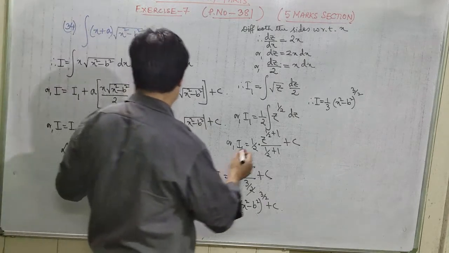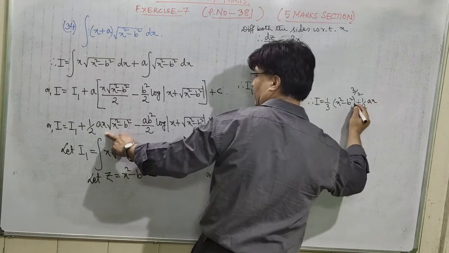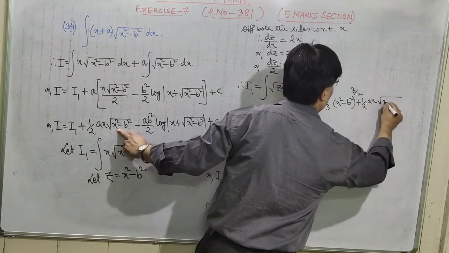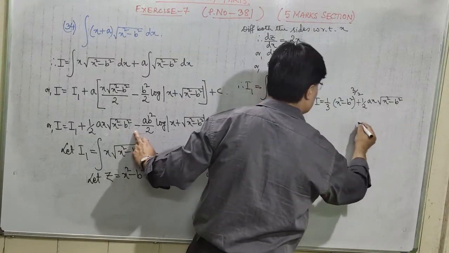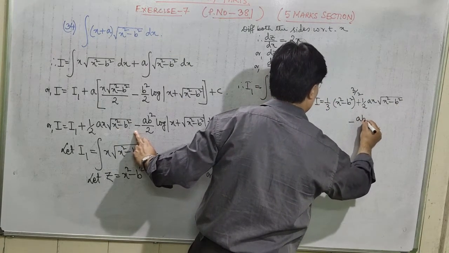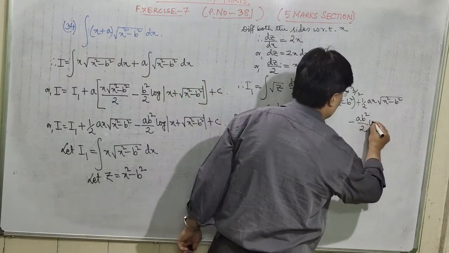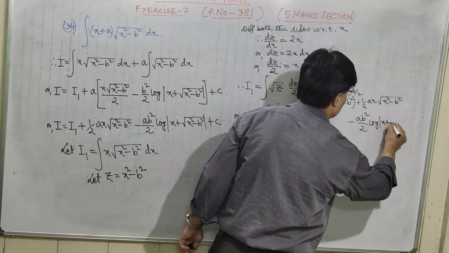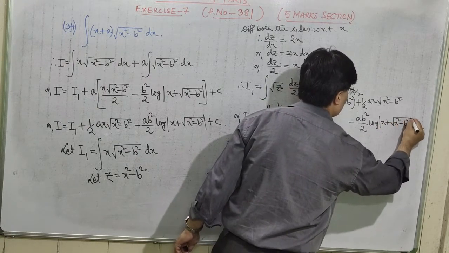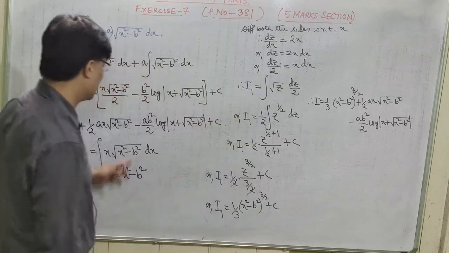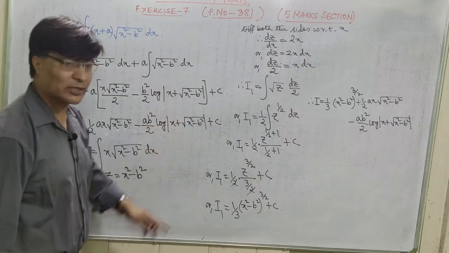What is the second term? Plus half ax, then root over x square minus b square. Since there is no space, let us write it in the next step. Minus ab square upon 2, right? Then log within mod x plus root over x square minus b square, mod sign closed, right? Minus ab square by 2 log within mod x plus root under x square minus b square, mod sign closed.